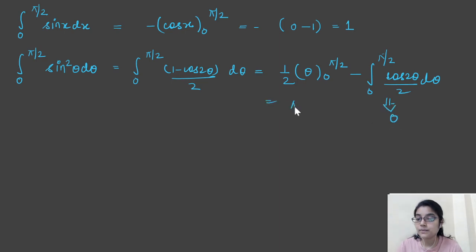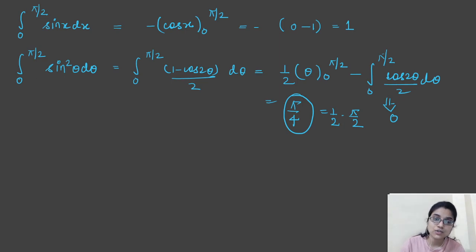And here what will you get? Pi by 4. So pi by 4 is the answer, which I can write as 1 by 2 into pi by 2. Why I am writing this, I'll explain to you very soon.